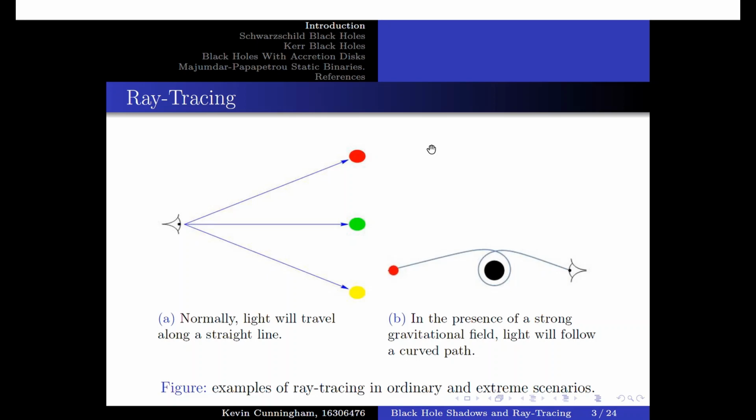Ray tracing is a method commonly used in the film and video game industries. It involves tracing the path of a beam of light backwards in time to its source, and by doing that, we know what color the light should be. Because in our everyday experience, light travels in a straight line, we can usually do this using Euclidean geometry. But in the presence of a strong gravitational field, light will no longer travel in a straight line, so this method is no longer valid.